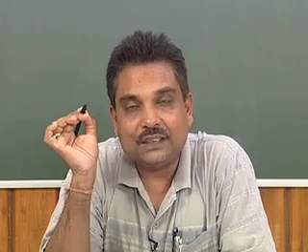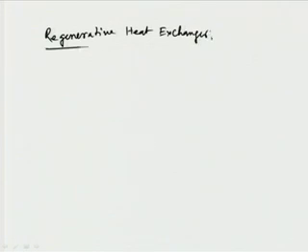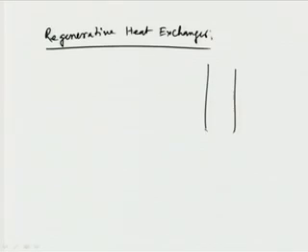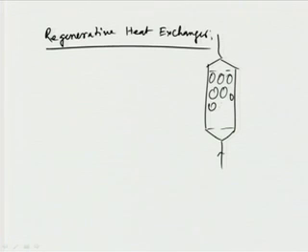Now we will come to one more type of heat exchanger, that is called a regenerator. What is being done in this case is heat transfer between two streams, by passing the hot and cold fluids alternately through a bed of solids. So, we have a bed of solids, it's like this. This we can say is the bed of solids, and then the streams are passed.